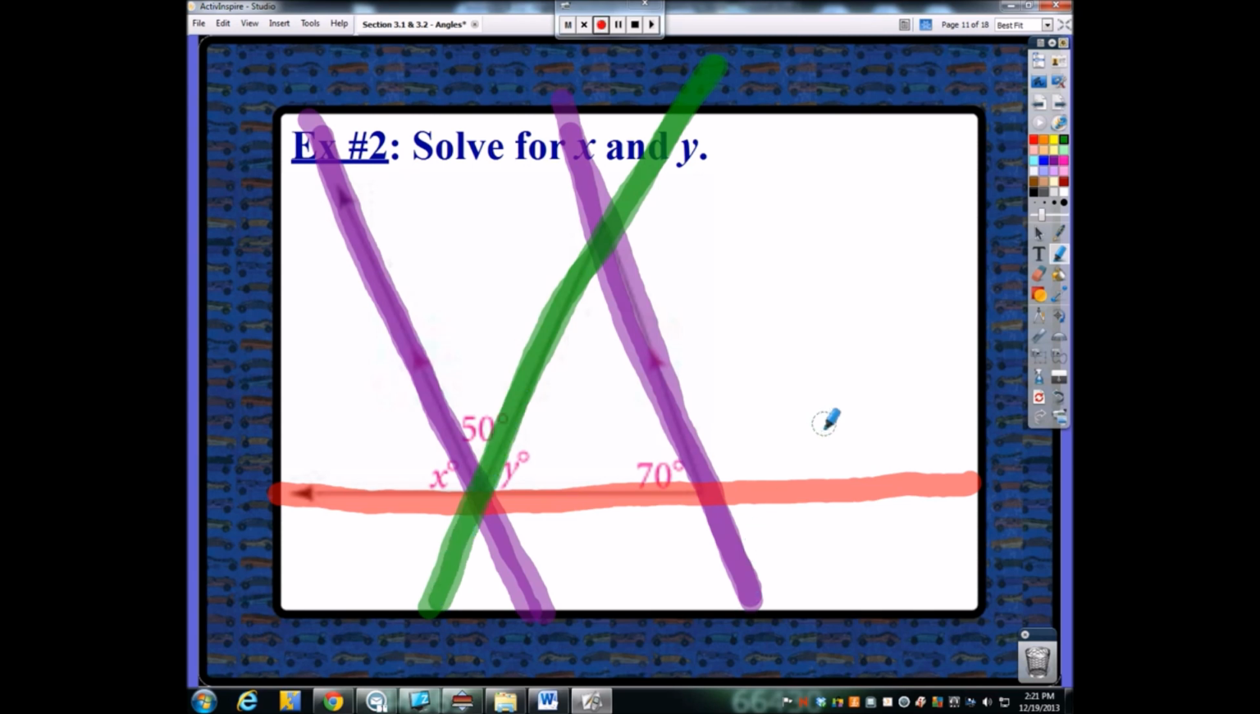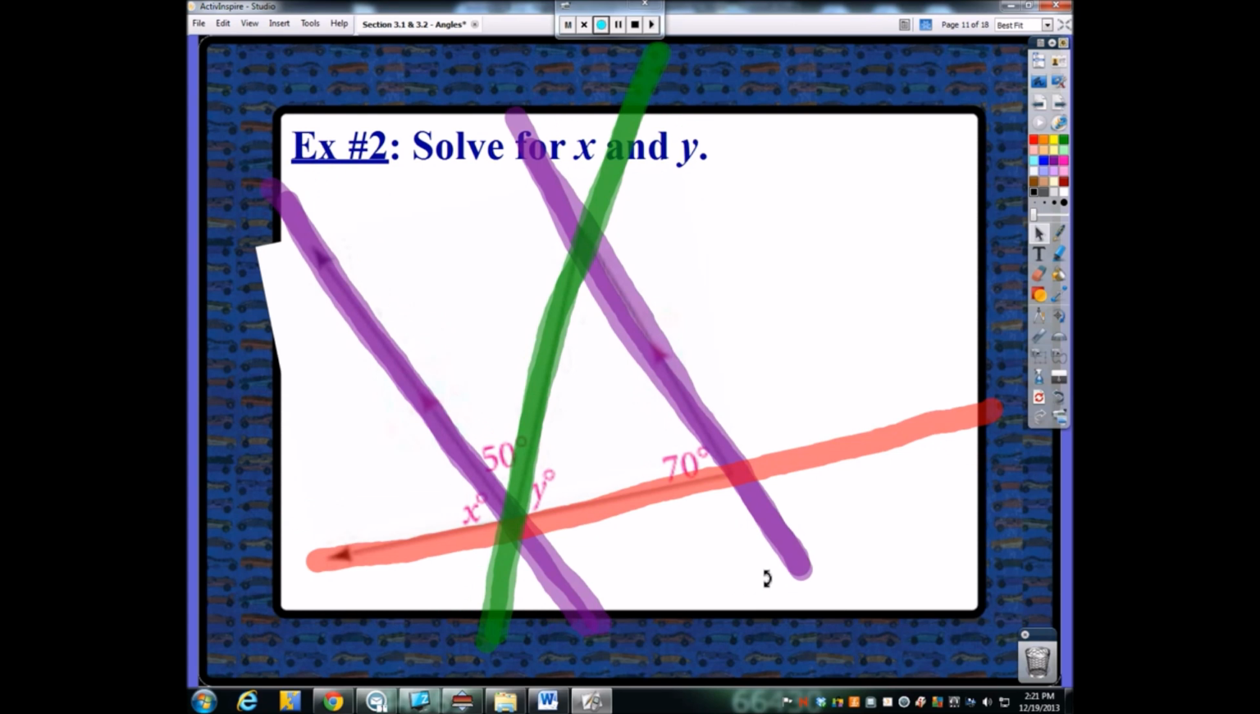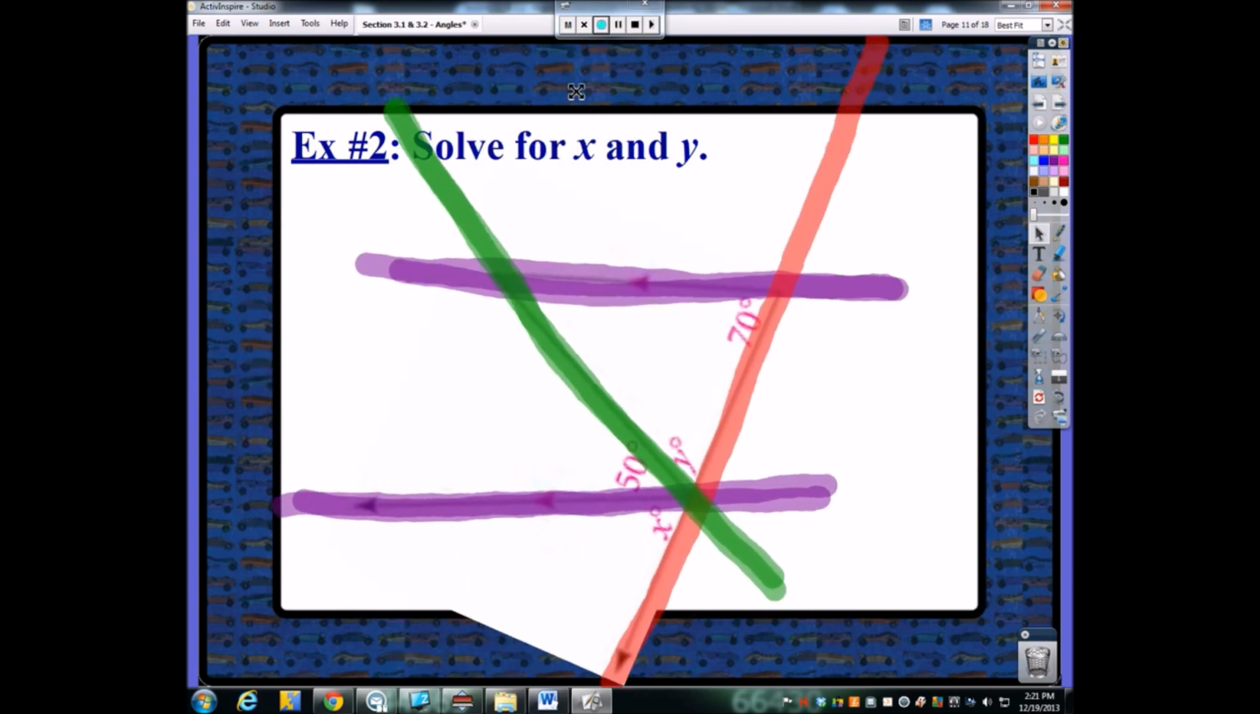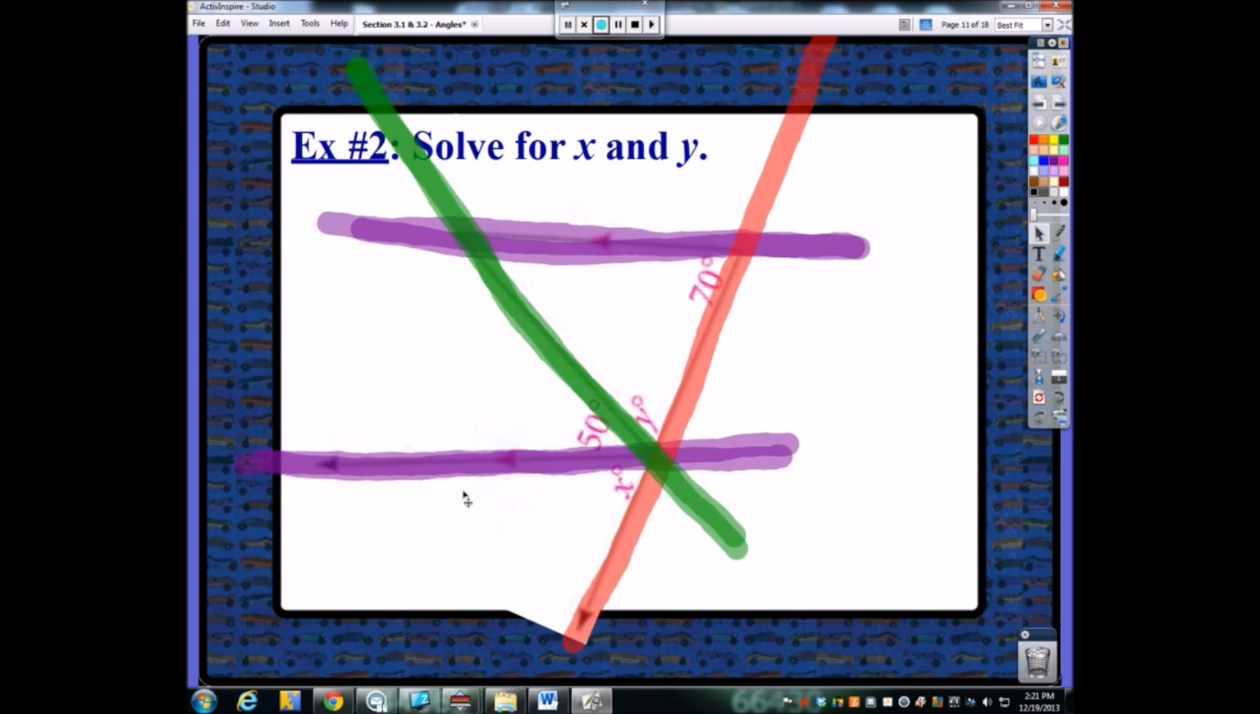So here's where we need to look at maybe one transversal at a time. And some of you are maybe having a tough time seeing this, so I'm just going to turn the problem sideways so we see our parallel lines like we typically would, horizontal, which is fine for now. One thing some people might say is, oh, the 70 and the y, those are same side interior angles. Well, they certainly look like it, right? They're on the same side of this red transversal. They're both on the interior of these, but they're not quite same side interior.